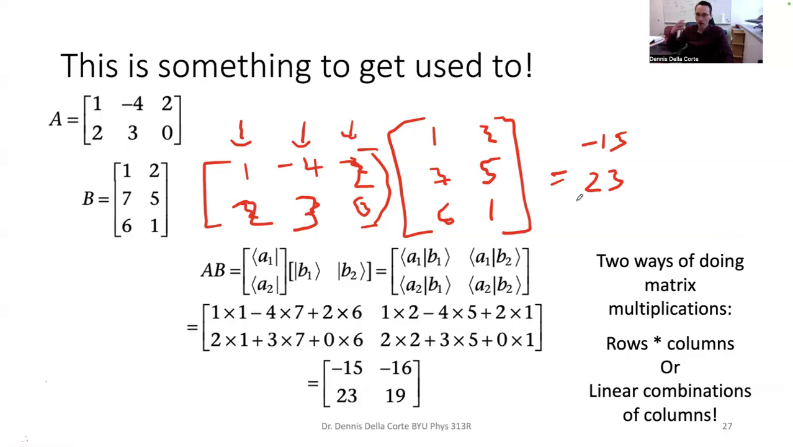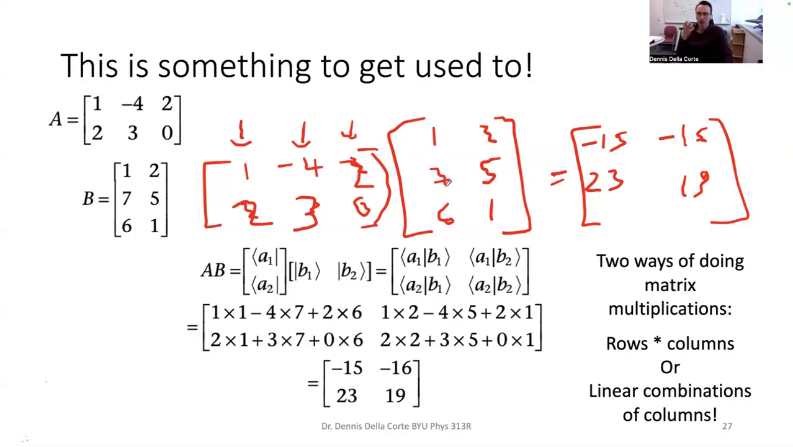But the way I thought about it is that this first column vector in my results is a linear combination of the column vectors in my A matrix, where the first column in the B matrix gives me the weight of how much each of these columns contributes to this final column. And you can do the same thing also for the second number of weights, and then you're going to get -16 and 19.